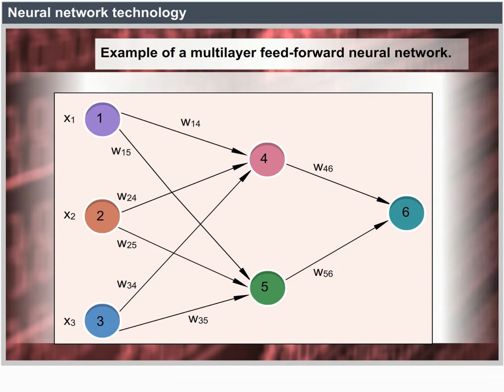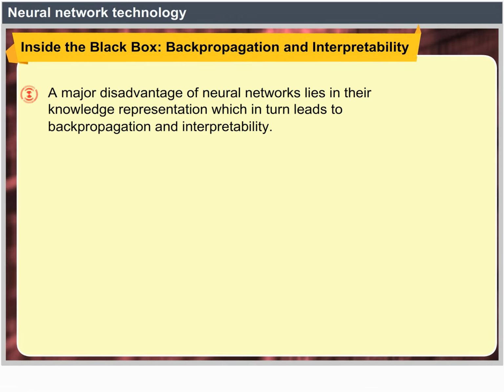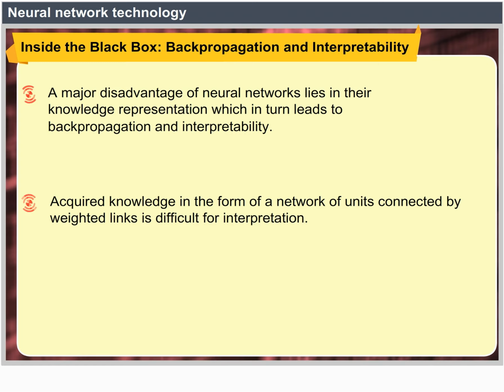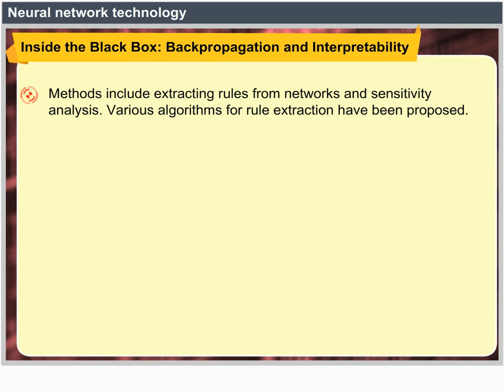Inside the black box: backpropagation and interpretability. A major disadvantage of neural networks lies in their knowledge representation. Acquired knowledge in the form of a network of units connected by weighted links is difficult for humans to interpret. This factor has motivated research in extracting the knowledge embedded in trained neural networks and in representing that knowledge symbolically. Methods include extracting rules from networks and sensitivity analysis.